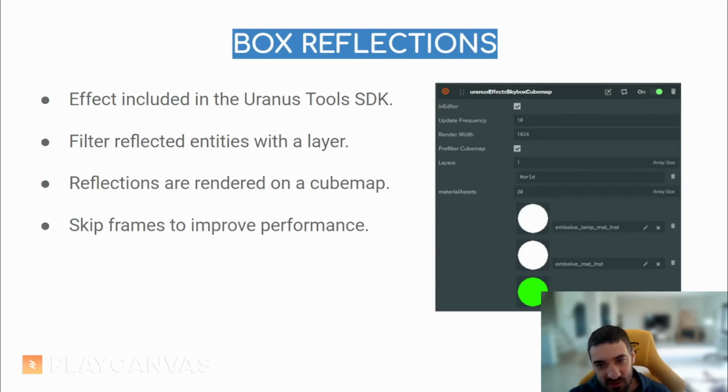A similar script is used to render a cube map for box reflections. We can set the update frequency to have these reflections render only once every 10 frames, or even less, because this helps us optimize and have good performance with this type of effects, even on mobile. We can set the render width of the cube map, the resolution of the texture, also which layers are included in this cube map, so we can control exactly what's rendered in these reflections. And at the end also we set the surfaces that are going to have these reflections added by referencing the materials that we want to have box reflections added.